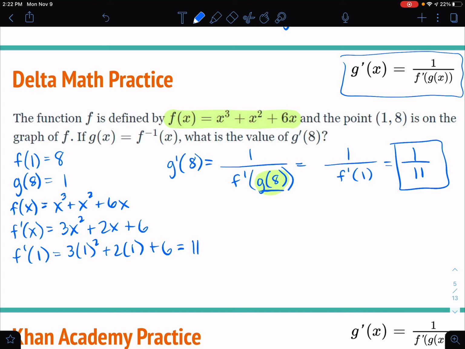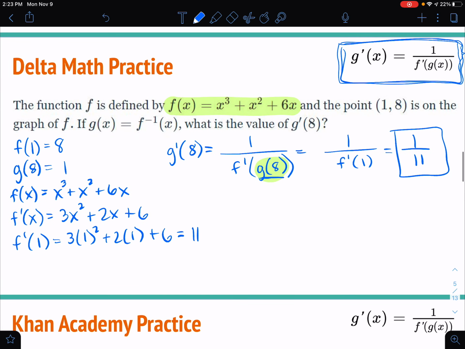Okay? So that formula is very, very important for you guys to recognize and to realize. Now, it might not always be the functions f and g that you're using, but just remember that f is going to be your original function, and g is going to be the inverse function here. Okay? So we got to be careful there. The other way you can do this is you can say, all right, well, f of 1 equals 8, and g of 8 equals 1, and I know f prime of 1 I found was 11, so I know g prime of 8 has to be 1 over 11. Okay?